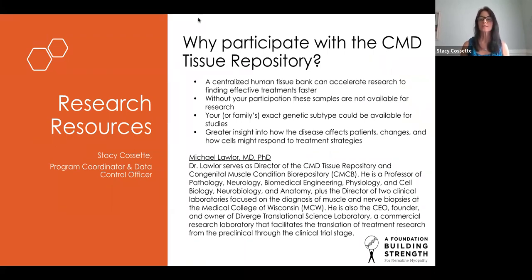So why would you want to participate in the CMD Tissue Repository? Well, this is a centralized human tissue bank, which can accelerate research to finding effective treatments faster. And without your participation, these samples are just simply not available for research. Your or your family's exact genetic subtype could be available for these studies, and that is so powerful. This provides greater insight to our scientists into how the disease affects patients, how the condition changes, and how cells might respond to treatment strategies.